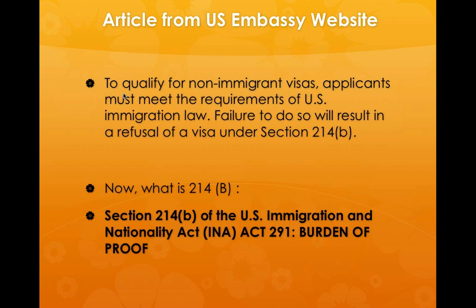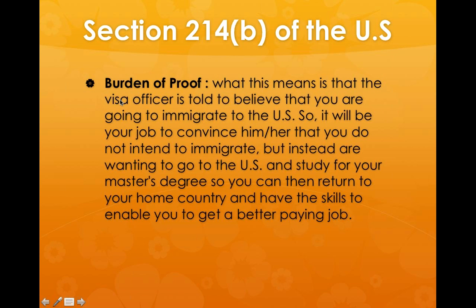Now, the ones who cannot prove that they will be returning home get a visa refusal under section 214(b). Now what is this 214(b)? Section 214(b) of the US Immigration and Nationality Act, INA Act 291, is known as the burden of proof. Now what is the burden of proof? The burden of proof means that every visa officer is told to believe that you are going to immigrate to the US.